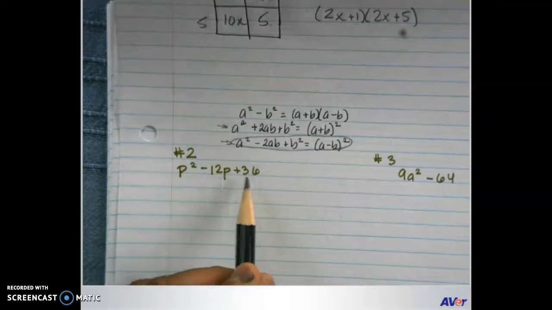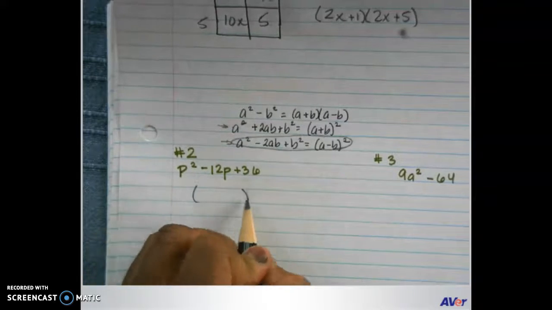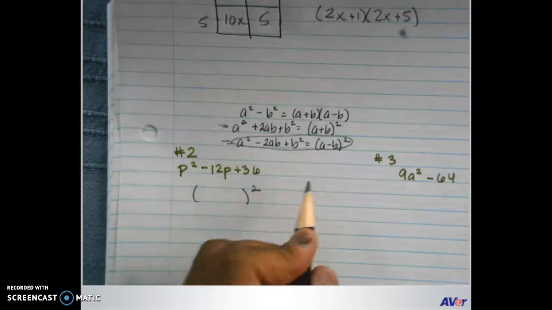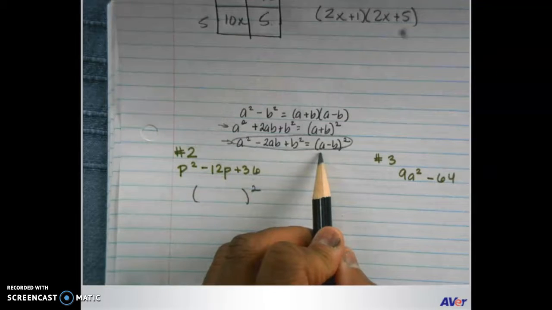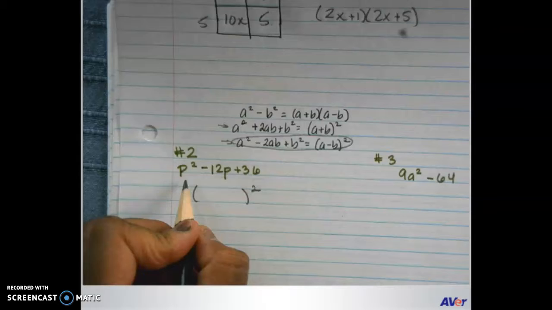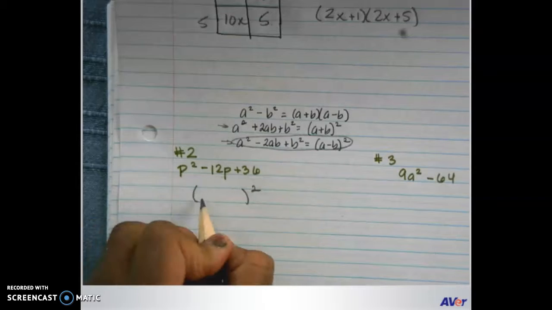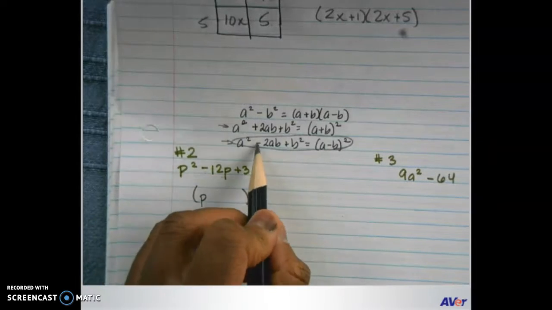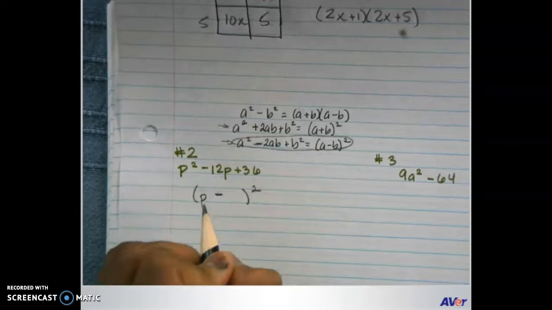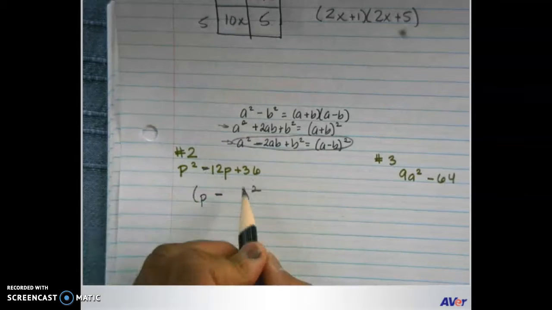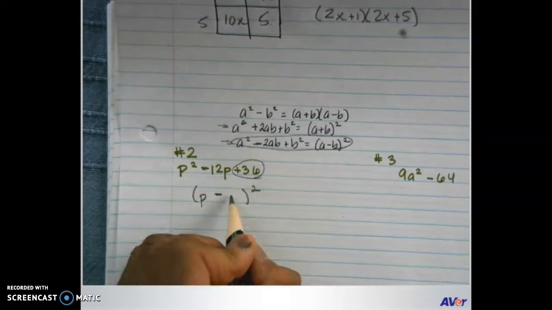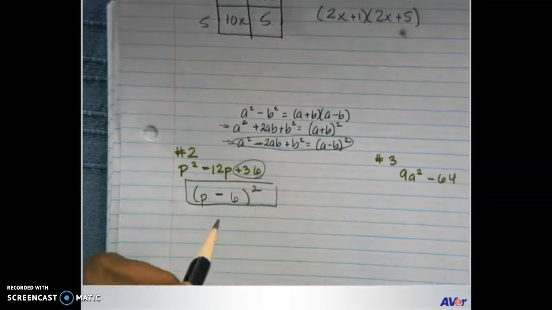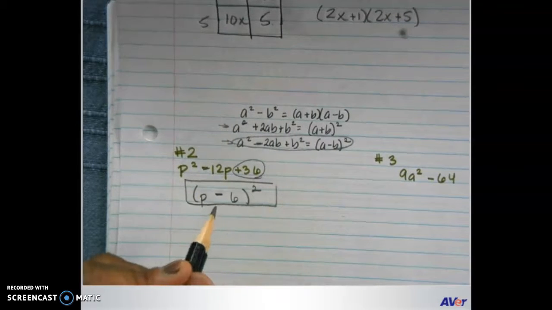So p squared, boom, boom. What I'm trying to find out is what this is, like what squared equals this. So to do that, I need to find what the a is and what the b is. So I ask myself, what times itself gives me p squared? P times p gives me p squared. And if this is minus in the middle, this is minus in the middle. And so what times itself gives me 36? 6. I don't know what letter choice that was, but that is your correct answer.